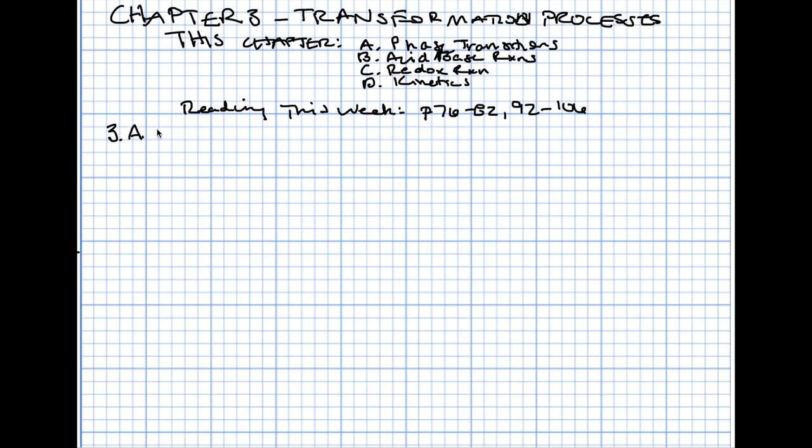Section 3A, phase transitions. So with phase transitions, we're talking about transformations between solid and liquid and gaseous states. And so first, let's just go over some basic stuff about chemical reactions and equilibrium.